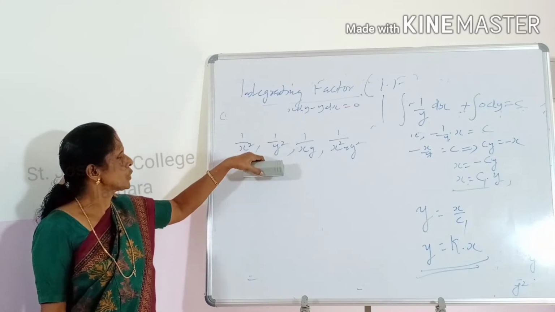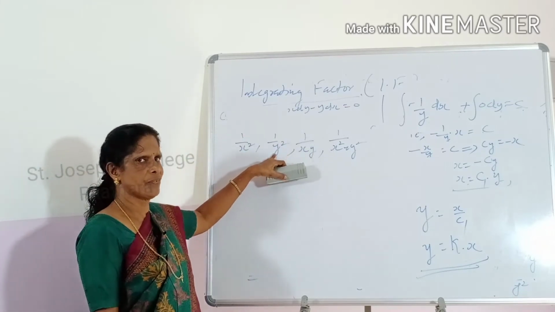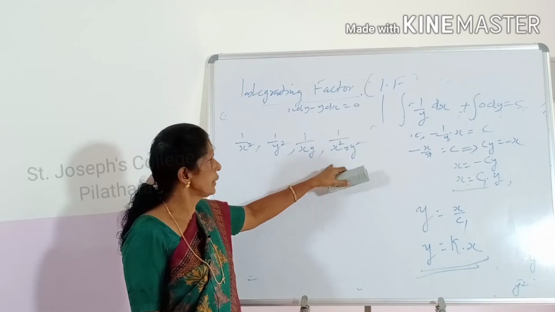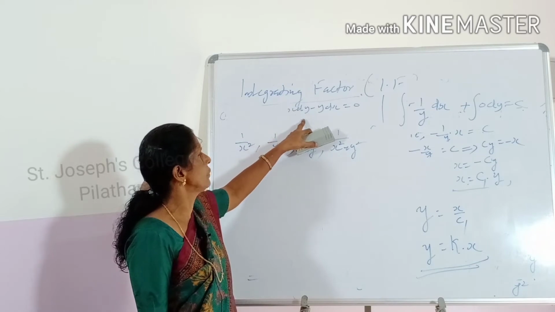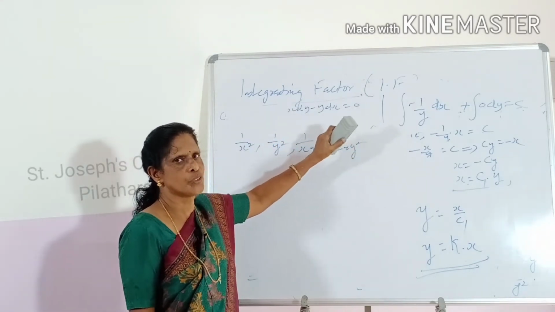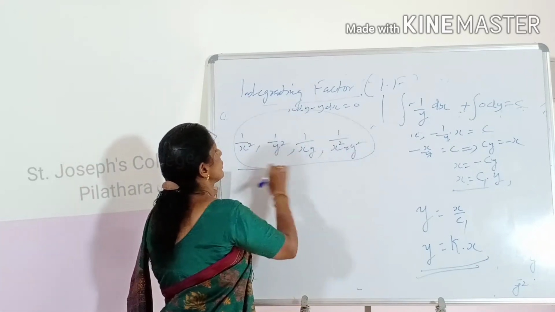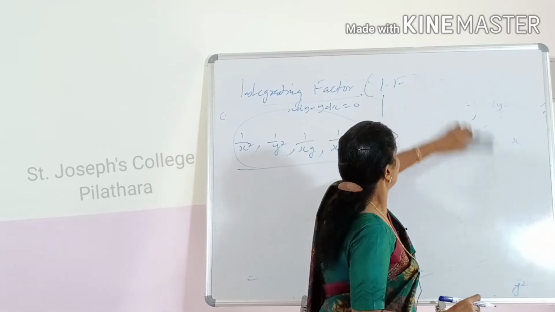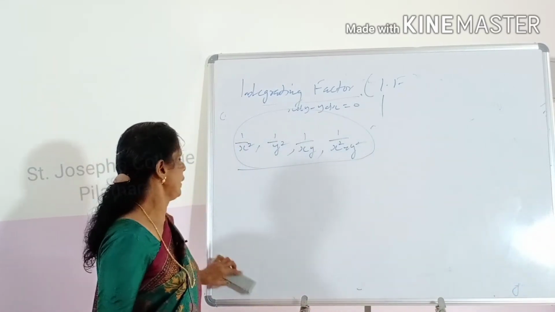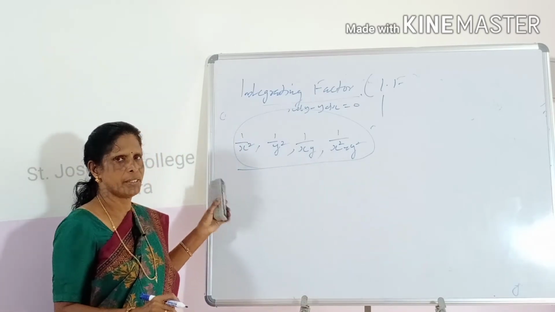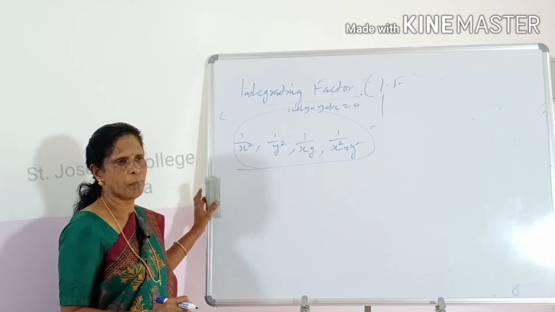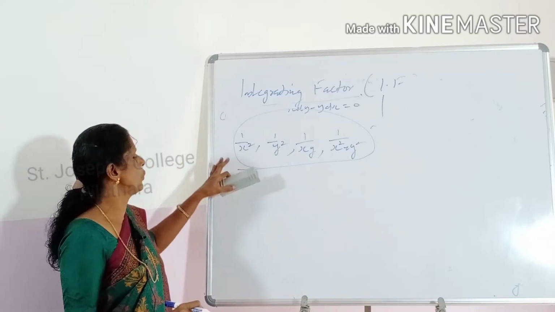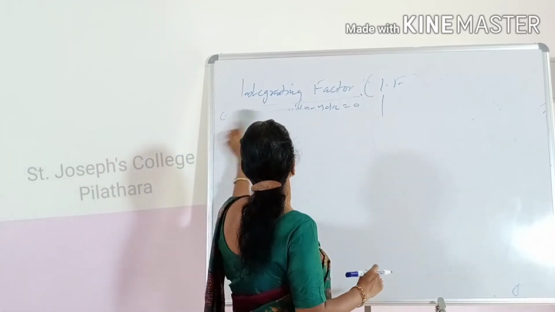Thus 1 by x square is an integrating factor, 1 by y square is an integrating factor, 1 by xy is an integrating factor, and 1 by x square plus y square is also an integrating factor for the equation x dy minus y dx equal to 0. Now these results were obtained by inspection only. Now, how to find an integrating factor for a given differential equation? An integrating factor means a function of x and y by which we multiply the given equation so that it becomes exact. Therefore, the method of finding the integrating factor.